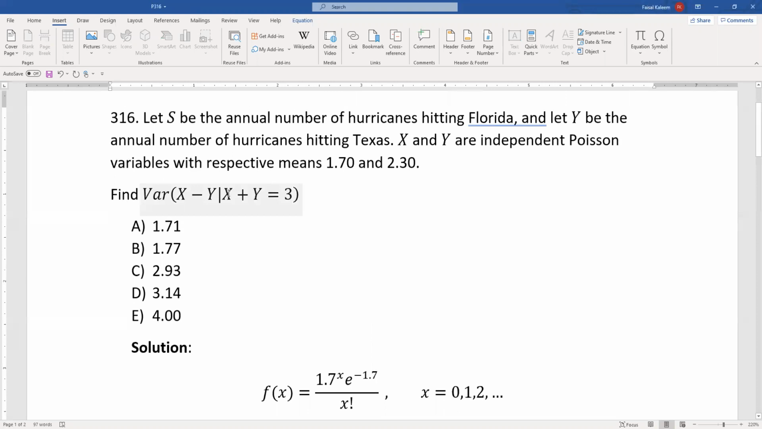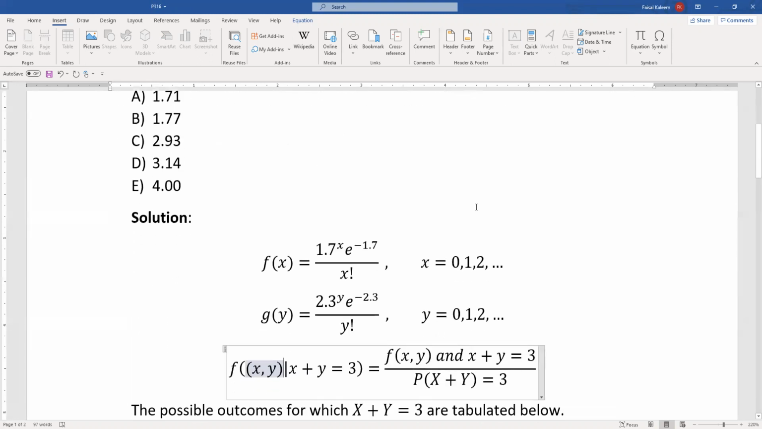because it is the conditional PDF, not the normal PDF of f of x, y. If the condition X plus Y equals 3 was not there, and we just had to find the variance of X minus Y, then you would find the expected value of X minus Y and the expected value of X minus Y squared. And for those expected values, you just need the normal joint PDF f of x, y. So maybe we should write h of x, y here.